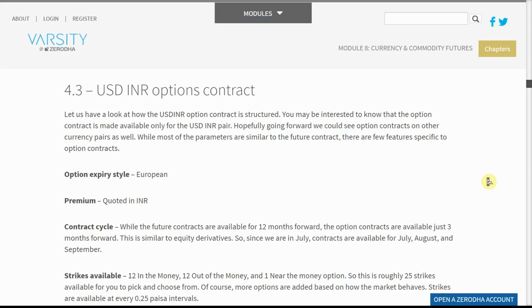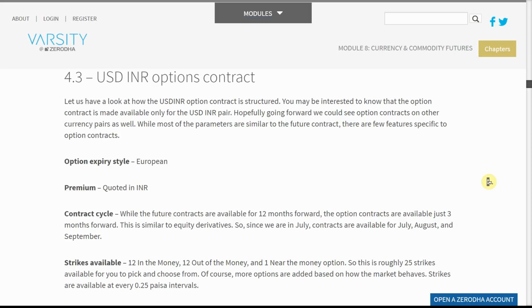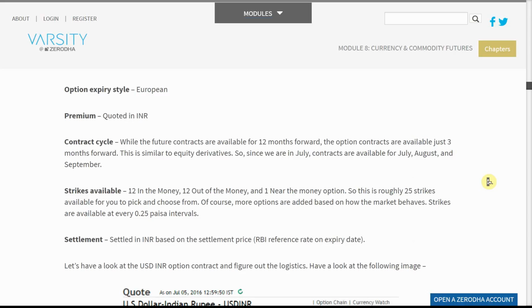Well, most of the parameters are similar to the future contract. There are a few features specific to option contracts. Option expiry style, European. Premium, quoted in INR. Contract cycle, while the future contracts are available for 12 months forward, the option contracts are available just 3 months forward. This is similar to equity derivatives.